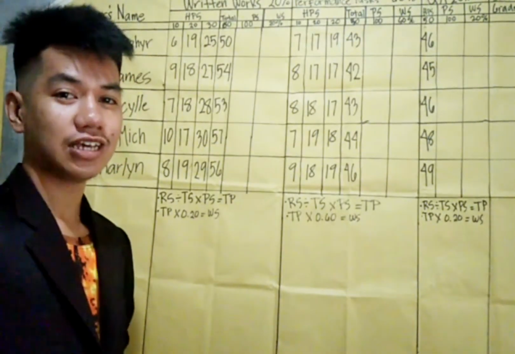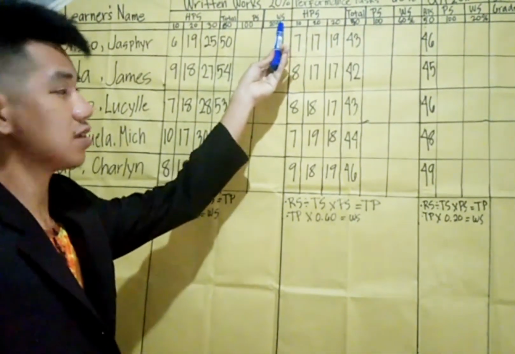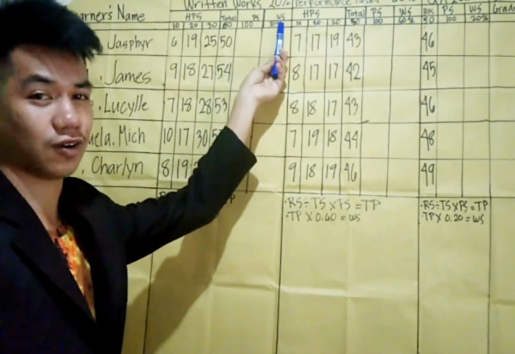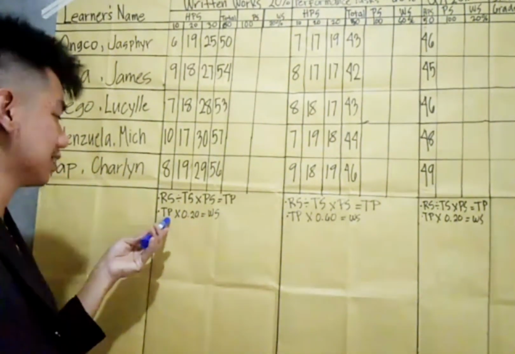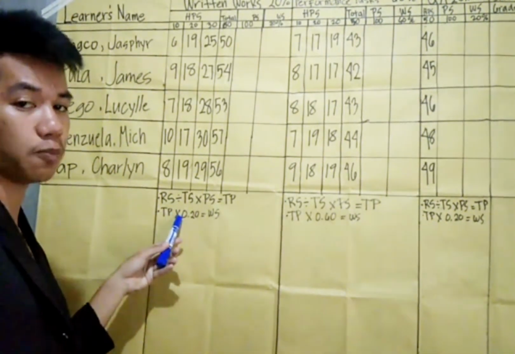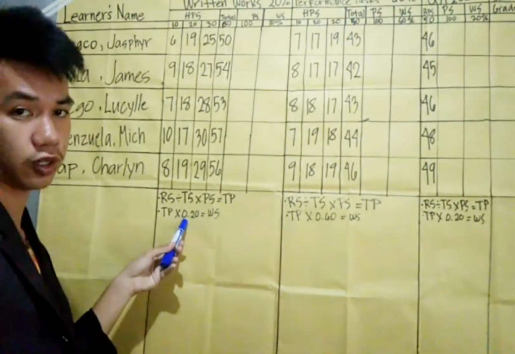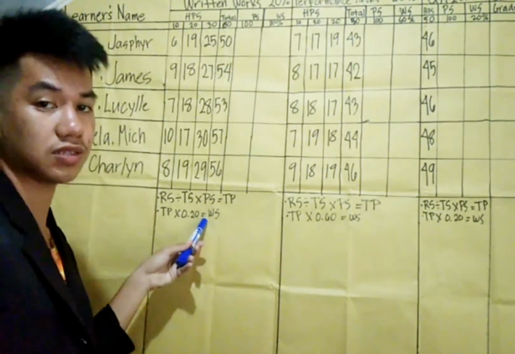Okay, class? So we have also a weighted score here. Weighted score here is 20%. And in order for me to get your weighted score, we will do this formula or this process. The total percentage score will be multiplied by 0.20. Here is 20%, so it is equal to 0.20, and that is how you get a weighted score.